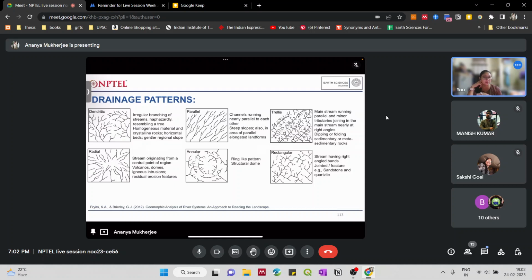It forms over large areas with similar lithology. Then you have parallel. These are usually formed in places where you have steep slopes. Suppose as a child, we might have created mounds, or when we go to the beach, we make a big mound and then we pour water on top. The pattern that is formed over there is similar to this parallel one. The streams will flow parallel to each other.